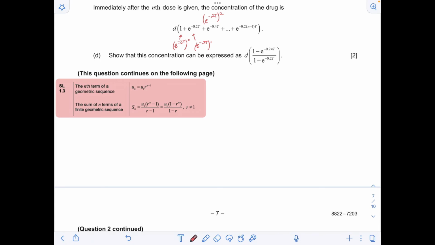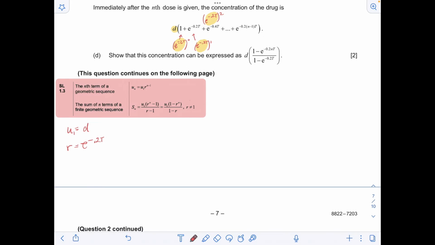So we have here a geometric sequence where we're multiplying by a common ratio of e to the negative 0.2 T each time, with an initial value of D. We know for a geometric sequence, and I've pasted it here from the formula booklet, you can see it's SL 1.3, that our starting value, or u1, in this case, is the initial concentration, D. And our common ratio, r, is e to the negative 0.2 capital T.